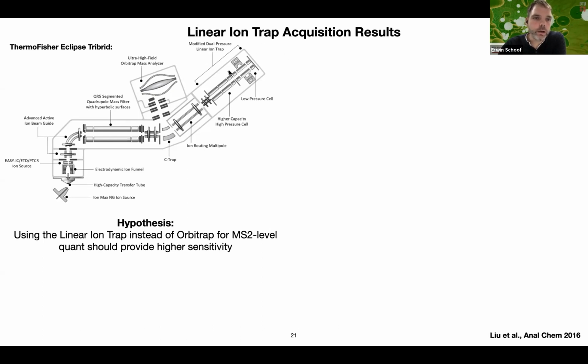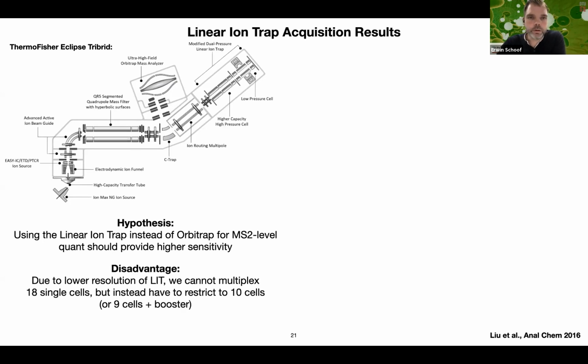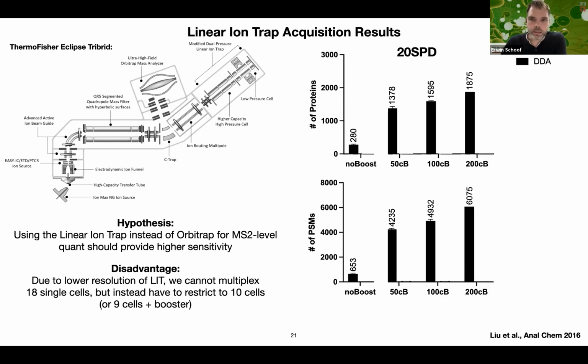But it also has a linear ion trap. And the linear ion trap, it's a lower resolution mass analyzer, but it has higher sensitivity. So we were kind of curious to see whether this could be an alternative strategy. The main disadvantage of this is that the lower resolution means we need to decrease our multiplexing capacity to the 1 Dalton different TMT tags, meaning we have to restrict to 10 cells or 9 cells plus booster, because we can only use either the N or the C variants of TMT Pro. But what we saw using this got us actually extremely excited.